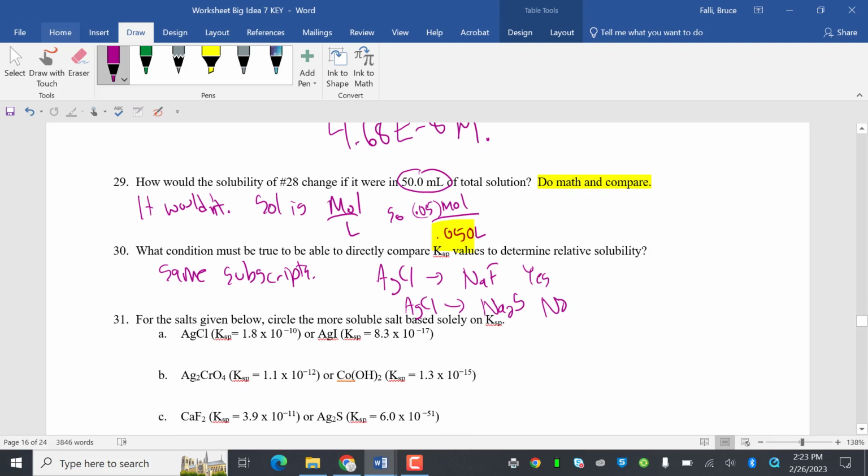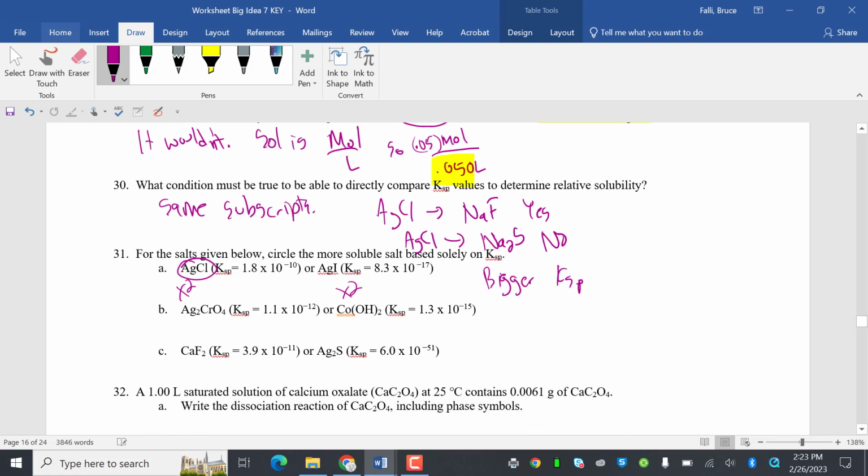Circle the more soluble salt based on KSP. So this is going to be X squared, and this one is going to be X squared, so they're the same. So more soluble salt, so I want the bigger KSP. So my bigger KSP would be AgCl.